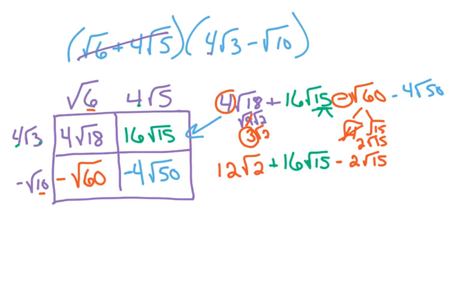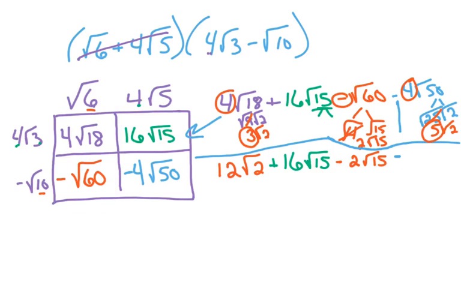Let me draw a line to get a little bit of space there so you can see. So then I have a minus, bringing it down from here, and my 50 will break down to 25 and 2. The square root of 25 is 5, and then I have a radical 2. I've got numbers outside, so I multiply 4 times 5, which is 20, keeping my radical 2.